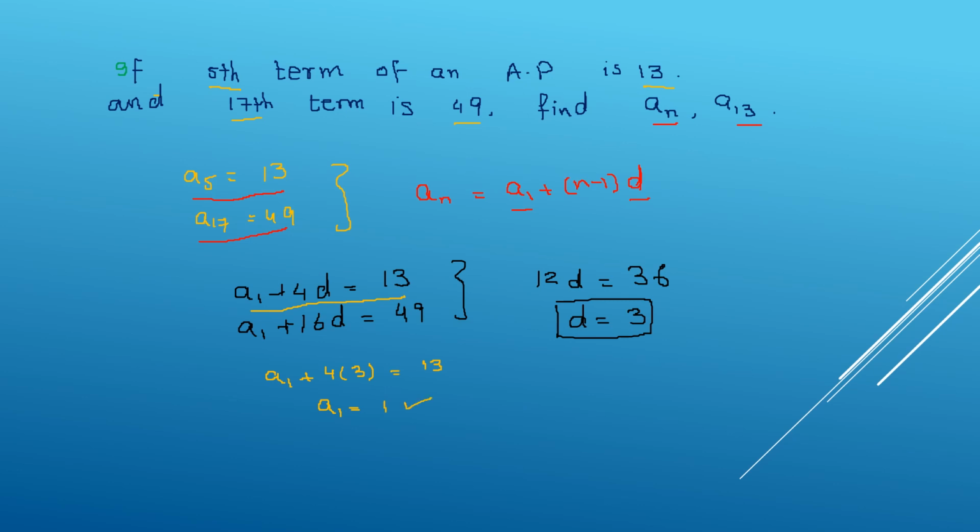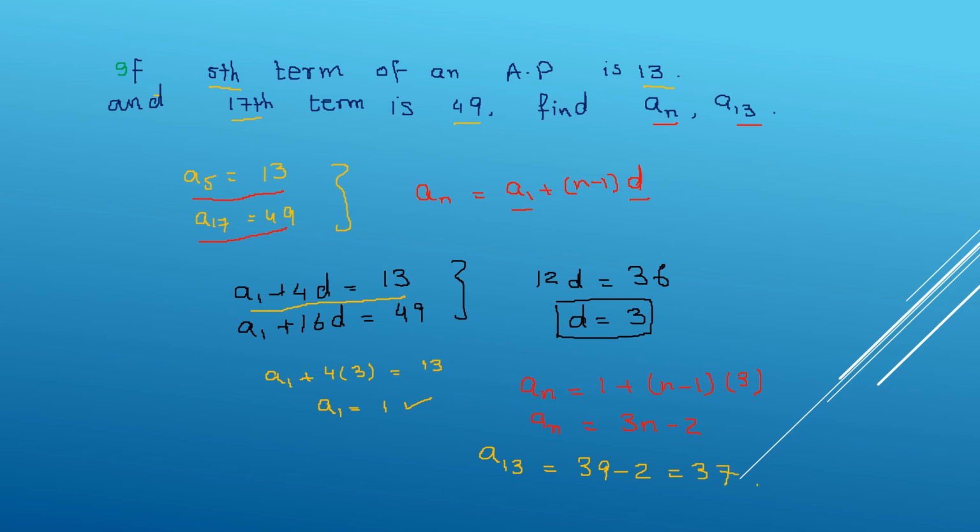Now d we know, a_1 we know, so we need to find a_n. Just plugging in these values, a_n will be 1 plus (n minus 1) times 3. That makes it 3n minus 3 plus 1, which is minus 2. So a_n is 3n minus 2. Now we have to find a_13. Simply plugging n equal to 13 into this formula, we get a_13 equals 39 minus 2, which equals 37.